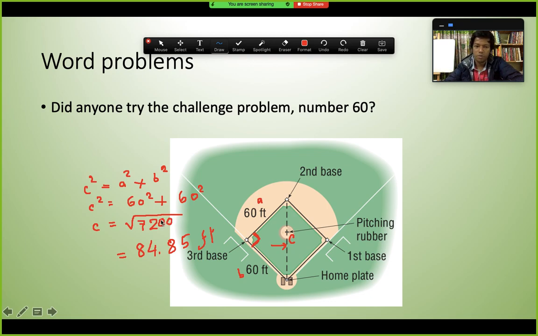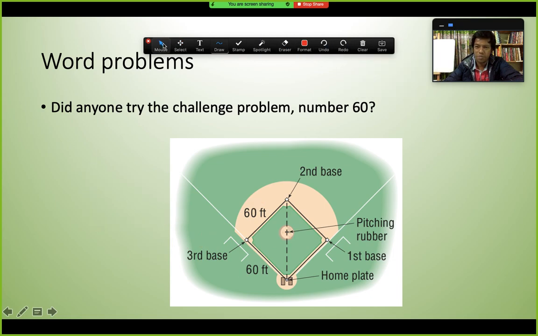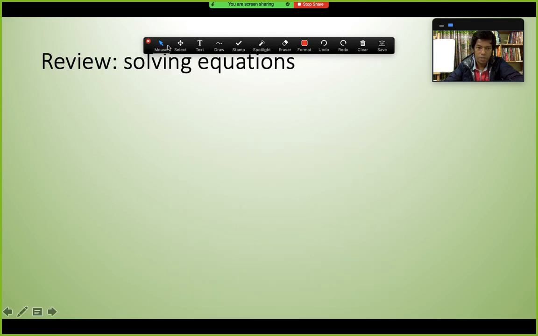This is how we know the solution, and our main idea in this solution is the right angle triangle. That is the main idea of the solution. This is how to solve this question. This was from our previous class, a challenge problem. Now let's go to the next slide.